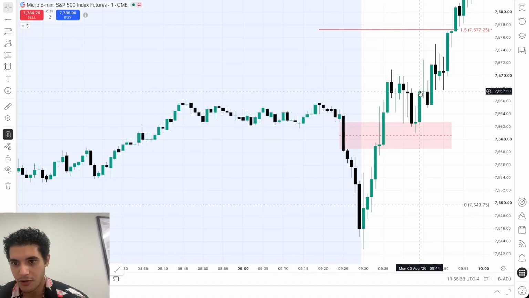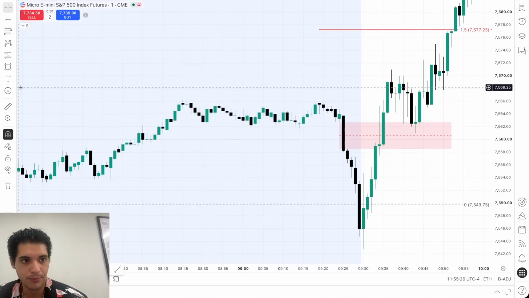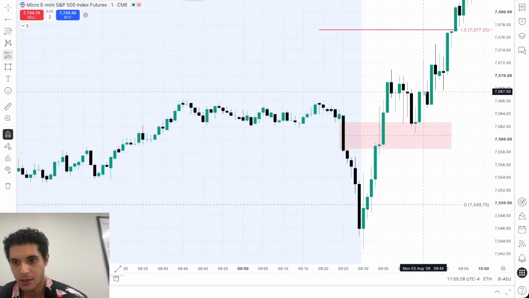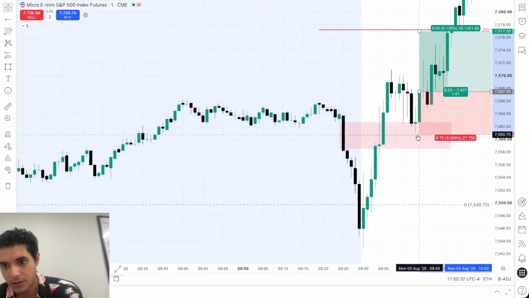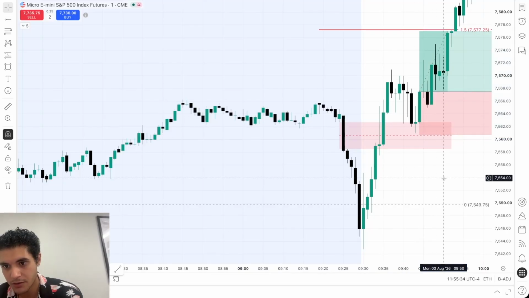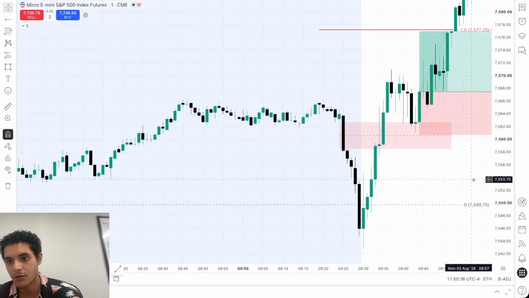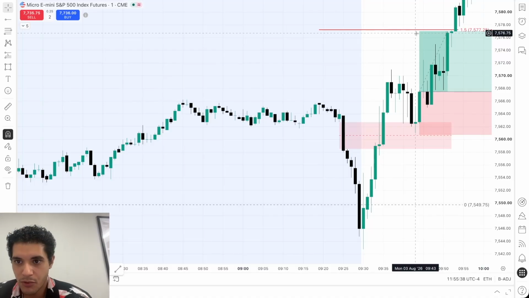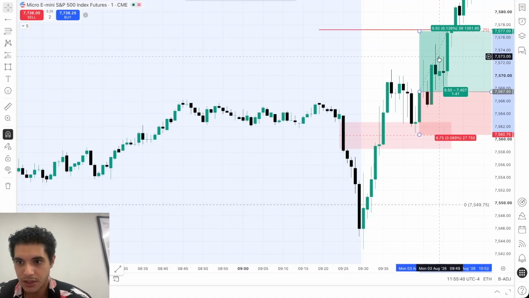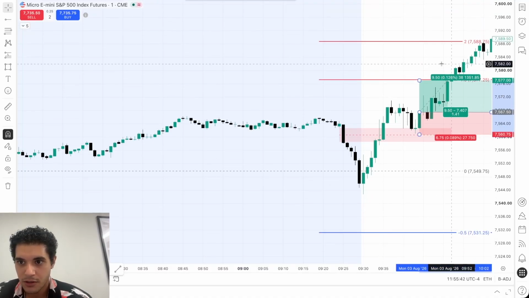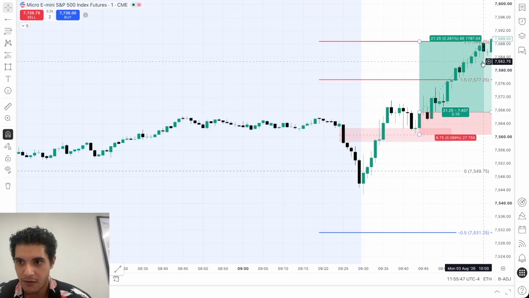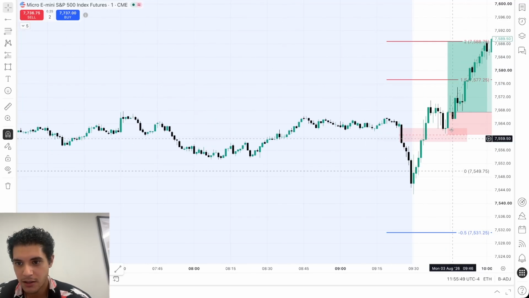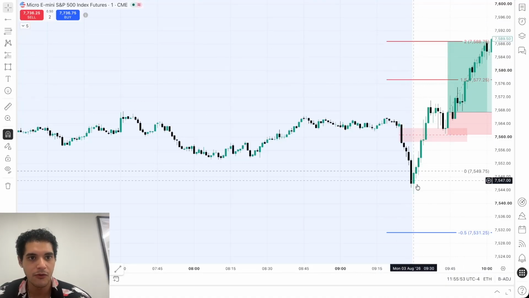Change in state of delivery right here. Boom. Okay. Stop loss, one tick below the low. You could even put it at the consequent encroachment, the midpoint. Projection 1 is at 1.4R. Projection 2, 3.5. You just need to have one contract running, and you get a family fortune out of this trade.